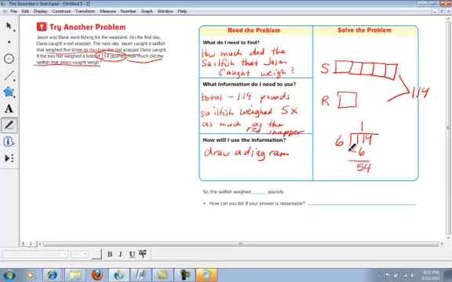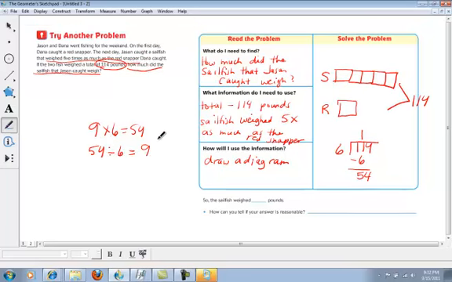Well, I can think of a related multiplication fact. I know that 9 times 6 is 54. So if I'm putting 54 into 6 groups, that must be 9 in each group. So I'm going to put 9. 6 times 9 is 54, so I'm going to use up every one of my ones. So I know that the value of each box is 19. So that means that Dana's red snapper weighed 19 pounds.